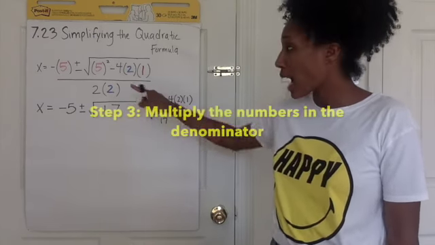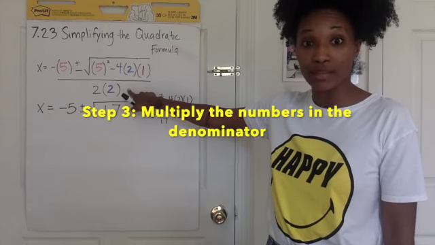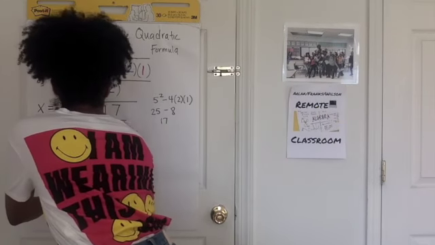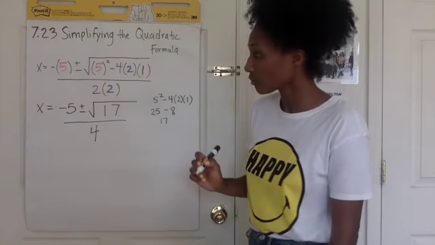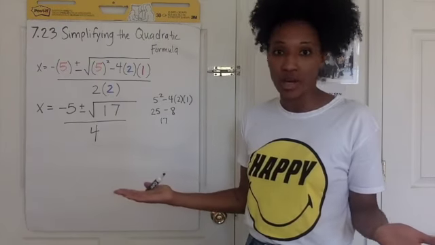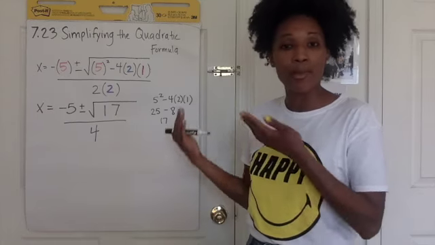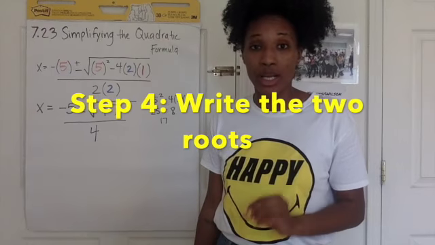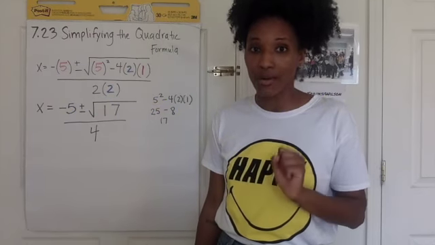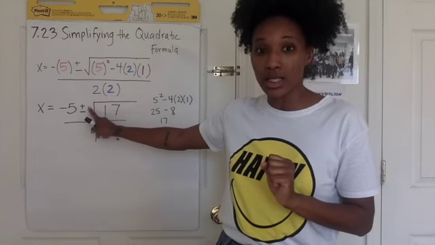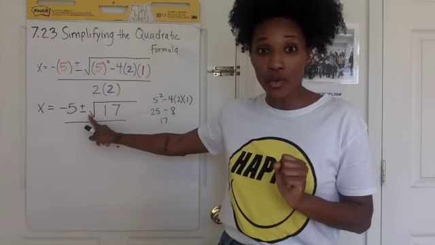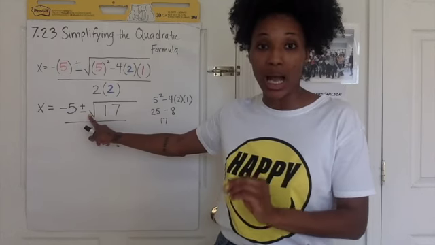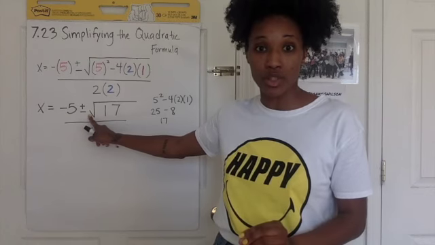Step 3. I'm going to multiply the numbers in my denominator, and that's 2 times 2, which is 4. As you can see, all of the parentheses are gone because I performed the operations that I needed to perform. Step 4 is to write your two roots. I know I have two roots because I see the plus and minus. So one of the roots will have the plus sign in it. The other root will have the minus sign. I'm going to write the root with the plus sign first.